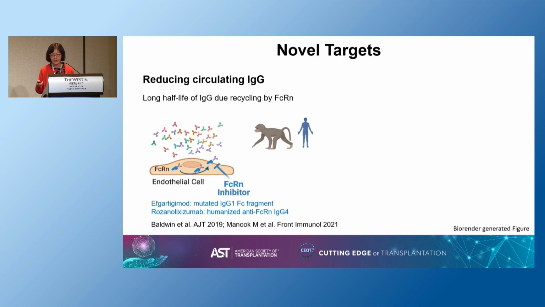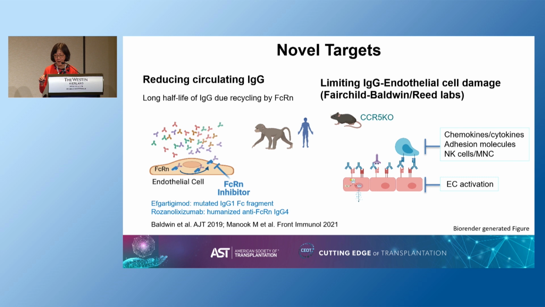And so a little bit about novel targets. Again, Dr. Shinstock had alluded to this FcRn, this neonatal Fc receptor that contributes to this very long half-life of circulating IgG. There are two drugs out there that are targeting this FcRn, and this approach might be a gentler, more sustainable way to reduce circulating IgG in the context of chronic AMR. And I think that there are also basic findings by the Fairchild, Baldwin, Reed labs looking at the chemokines and the cytokines in the cells that are mediating the injury as a result of antibodies. And I think that these types of findings offer new opportunities for targeting.